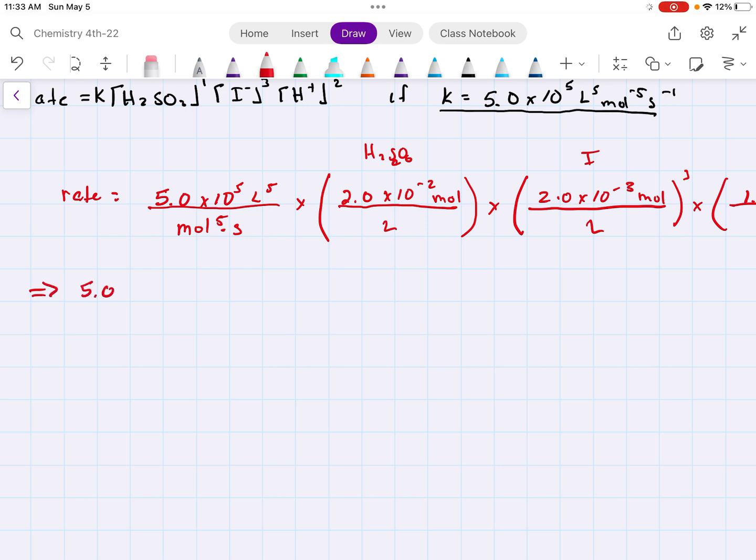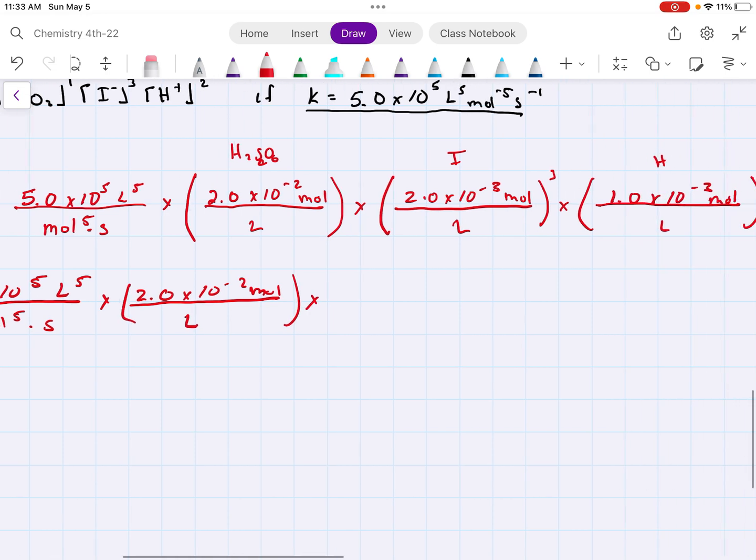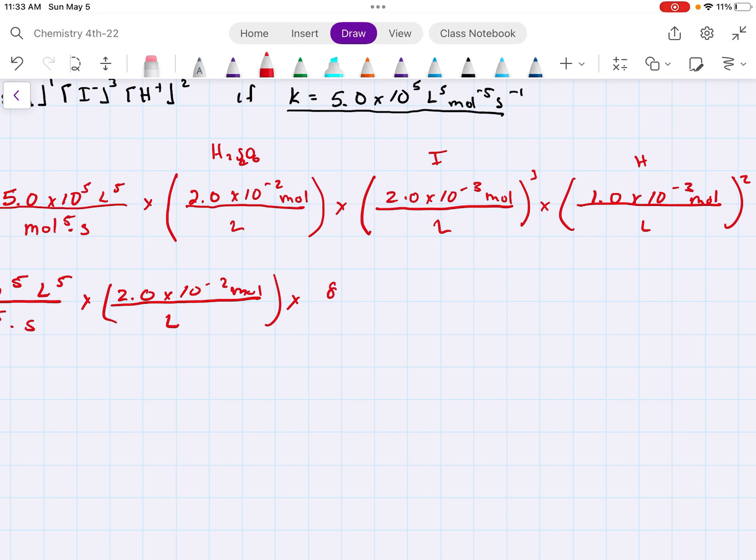Okay. The first one, the selenic acid, is going to stay exactly the same. It's going to be 2.0 times 10 to the negative 2 moles per liter, because it's to the first power. So that's not going to change. When we cube this one, we're going to end up with 8.0 times 10 to the negative 9.